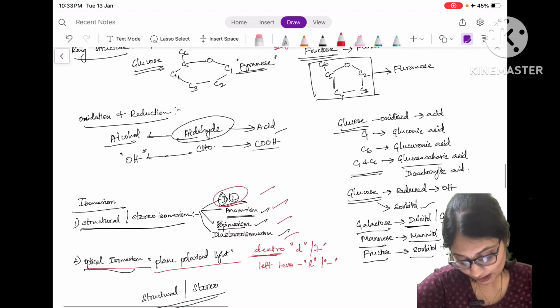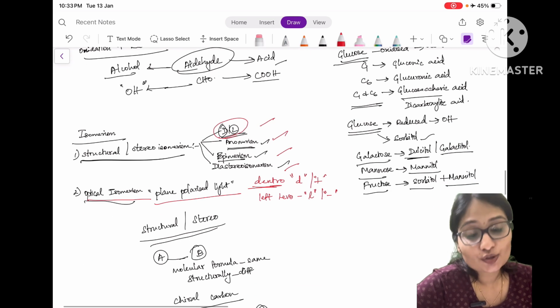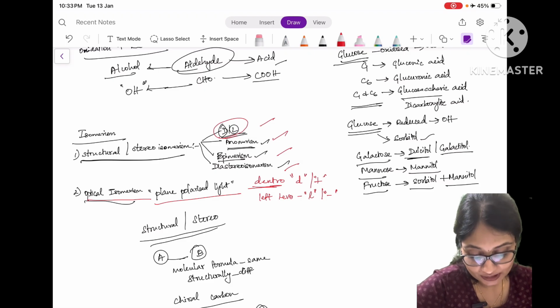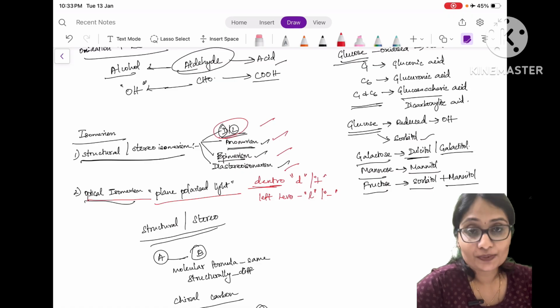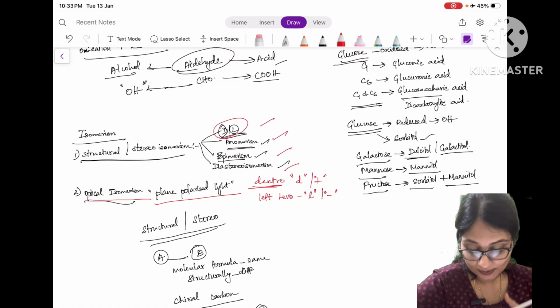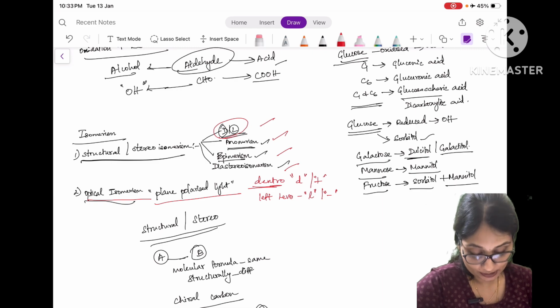Fine. Then we moved on to isomerism. Under isomerism we talked about structural isomerism and stereoisomerism, under which we discussed capital D capital L isomerism, anomerism, epimerism, and diastereoisomerism, and then optical isomerism. Optical isomerism is a separate phenomenon. It's not under structural or stereoisomerism. Fine. So this is it.